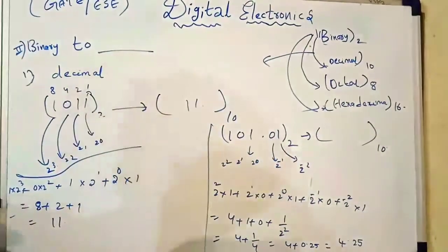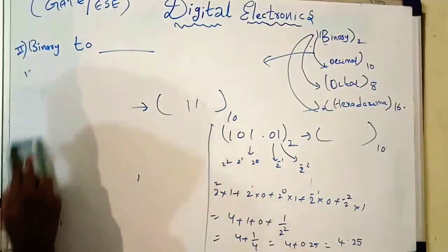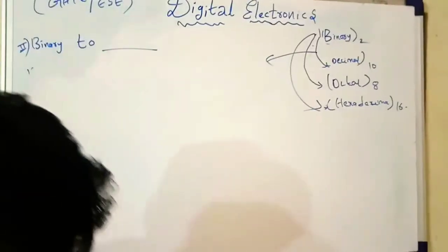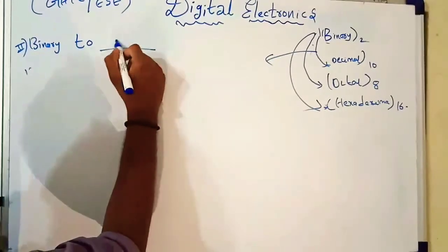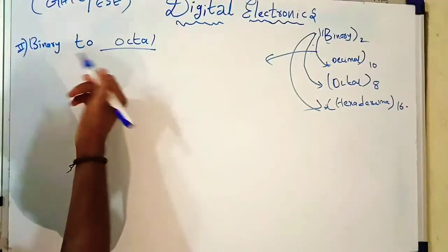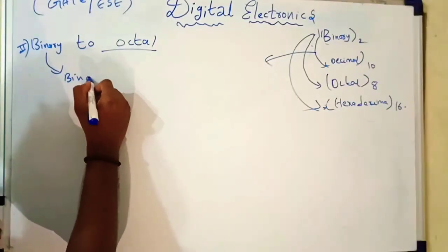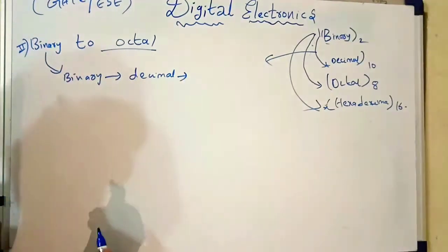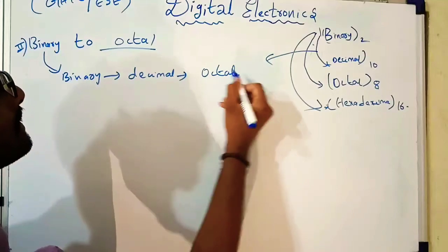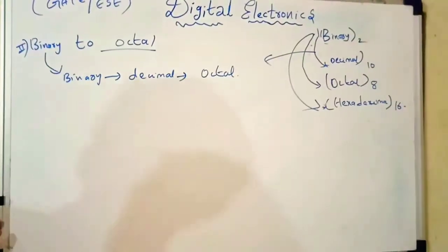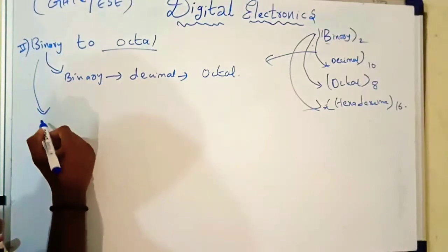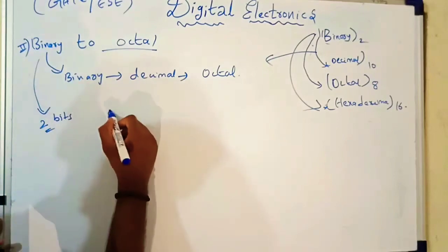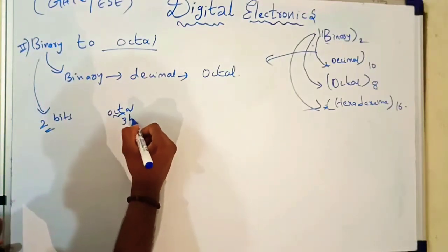Now we will see from binary to octal. For converting from binary to octal, first of all we need to convert this binary to decimal and this decimal to octal. Instead of this, we will do it in another way. For binary, we require 1 bit. For octal, 3 bits.